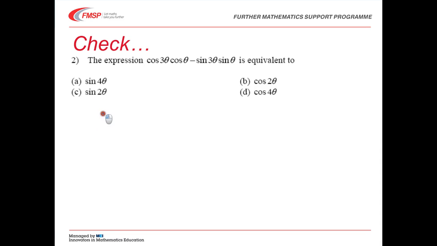We've got the expression cos 3 theta cos theta minus sine 3 theta sine theta. Well, that looks to me like cos A cos B minus sine A sine B. So that must be equal to cos of A plus B. So cos of 3 theta plus theta, which is cos of 4 theta. So that's answer D.